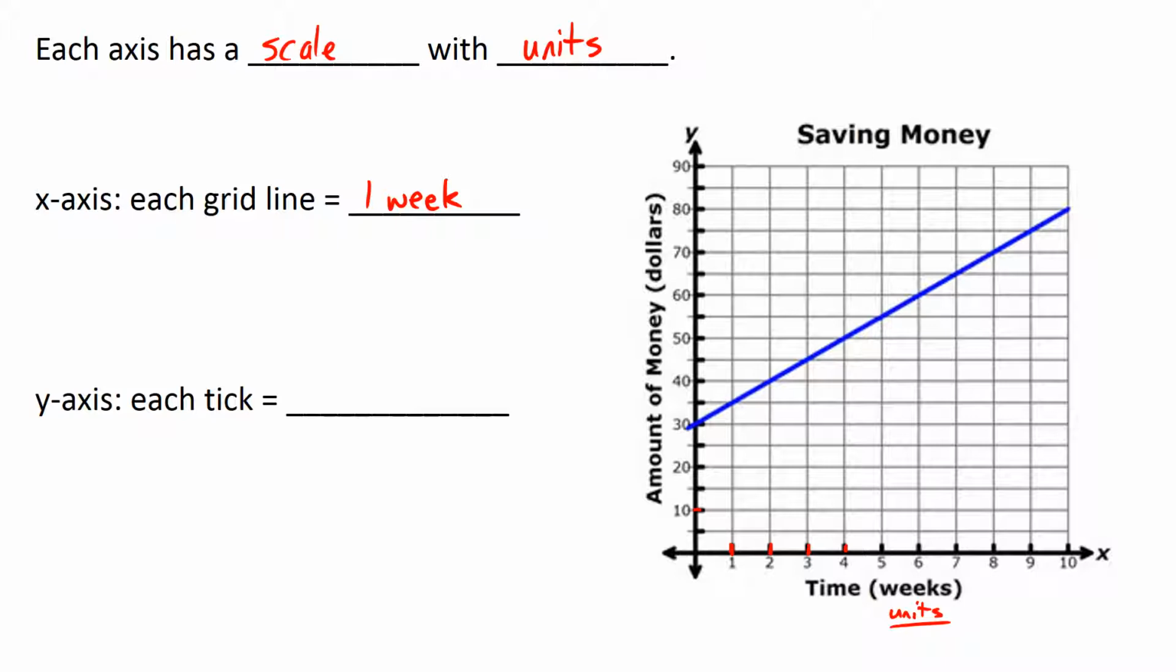How about on the y-axis? On the y-axis, we see that the numbers on the scale are only on every other line. But if it takes 2 lines to go up to 10 here, from 0 to 10, then half of that amount must be 5. And so then between 10 and 20 is $15. Between 20 and 30 is $25. So we can see that each little tick is representing $5.